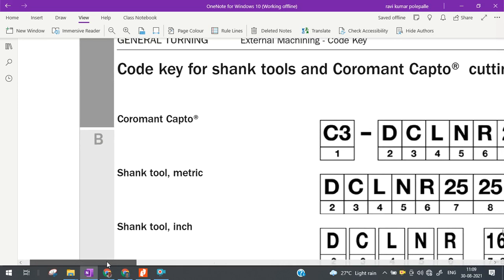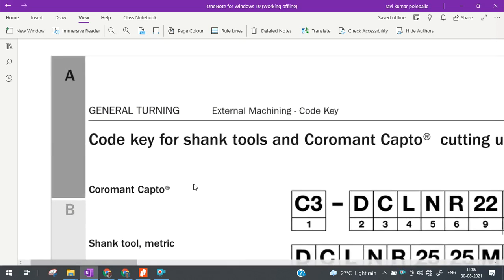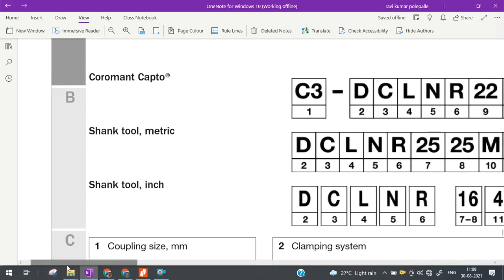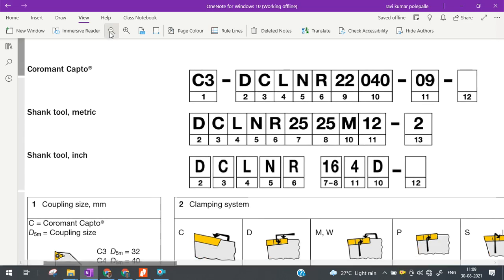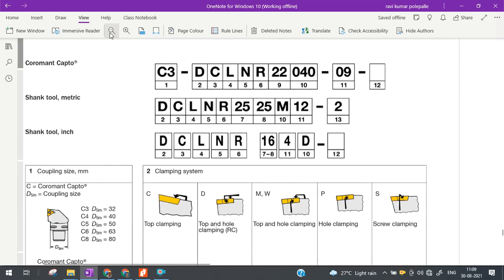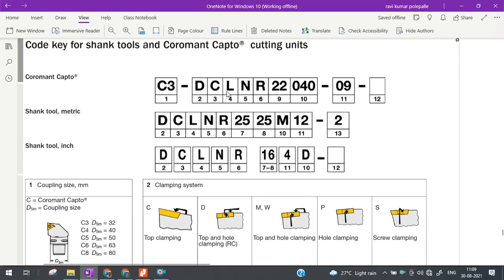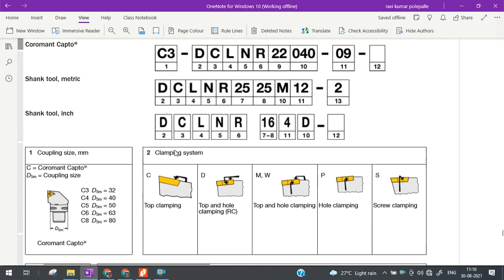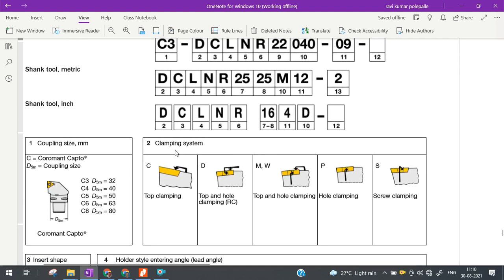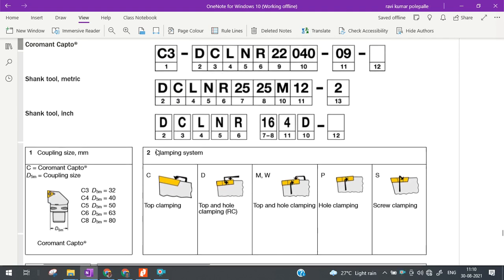So this information is related to tool holders. Once again, in this case, we have as many as some 10 to 12 digits or 12 locations of alphanumeric characters. So the tool shank shall be provided with all this information.